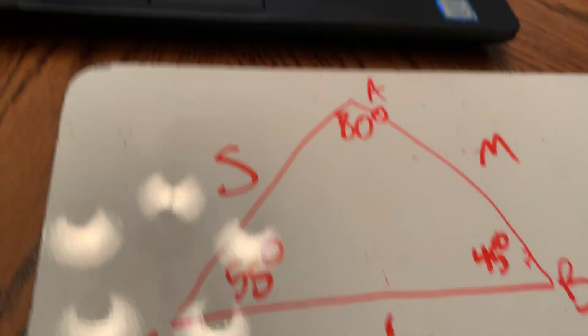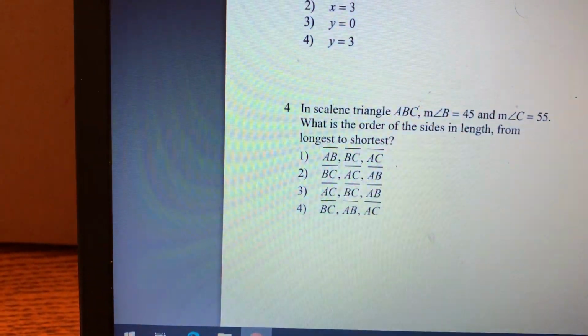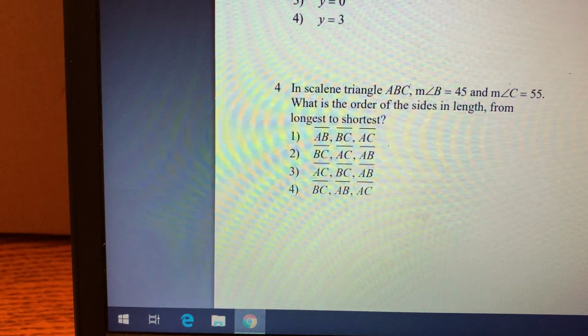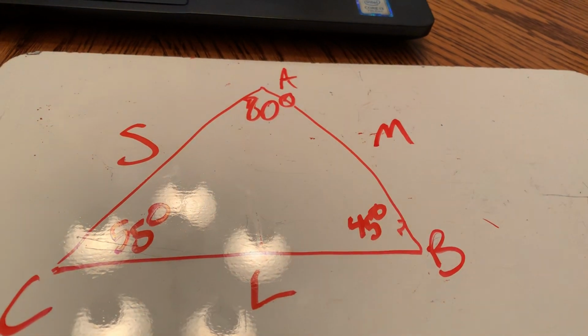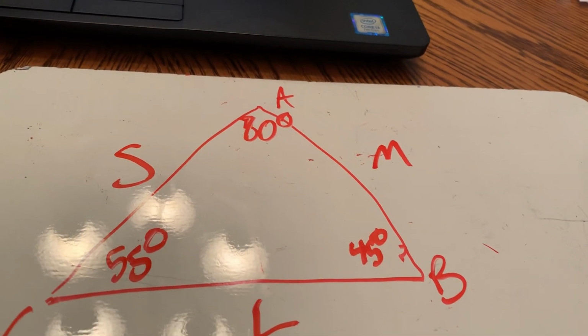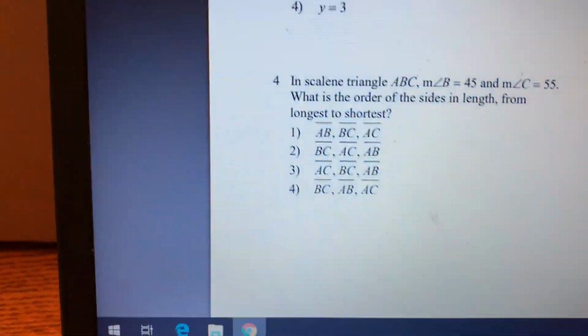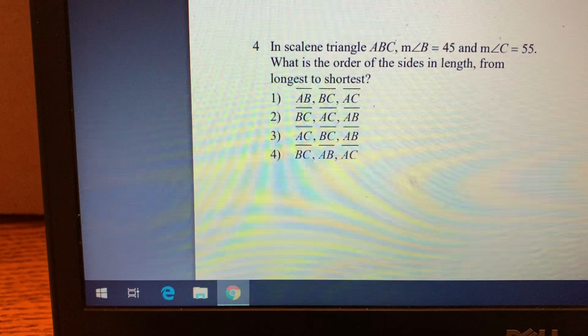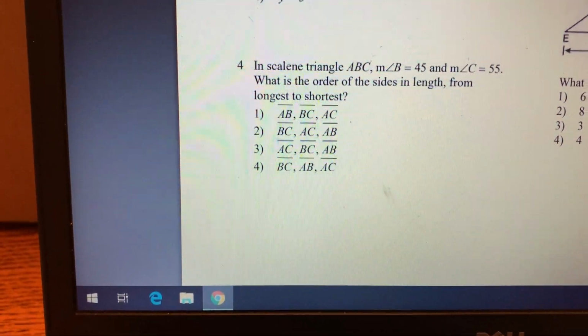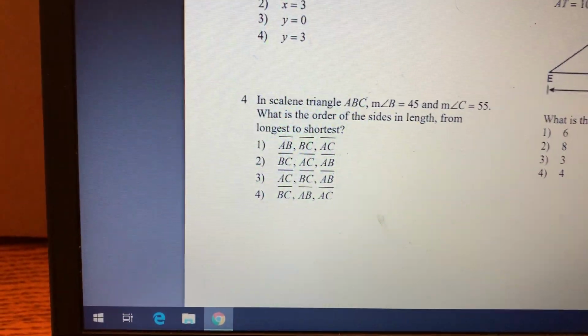So we want longest to shortest. We want BC or CB first. That's going to be the key. So 2 and 4 both have BC first, so we're down to those. Next was AB. Again, could be written as BA as well, but all of them have it on AB. So AB was next, which is answer choice 4, and then AC is last. Okay? So it's going to be answer choice 4, or again, letter D if you're doing it by letter.